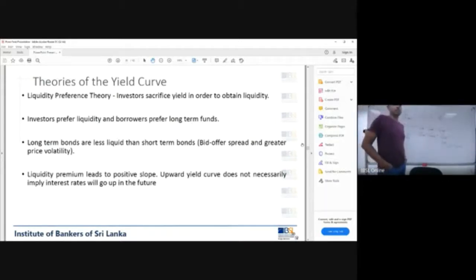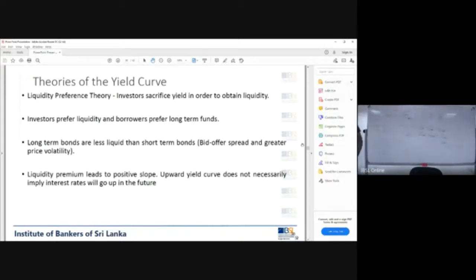Investors prefer liquidity and borrowers prefer long-term funds. Right? So it says that investors prefer liquidity. If you are an investor, you will not want to put your money in an investment which is illiquid, right? Whereas borrowers want long-term funds. If you are borrowing, you want the longest possible time, isn't it?